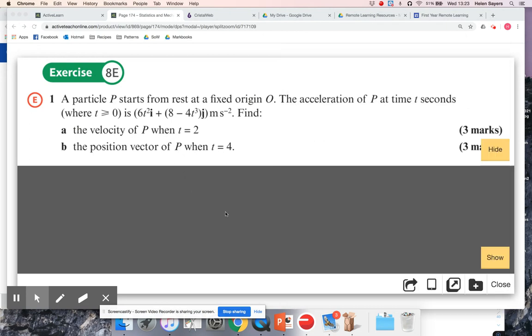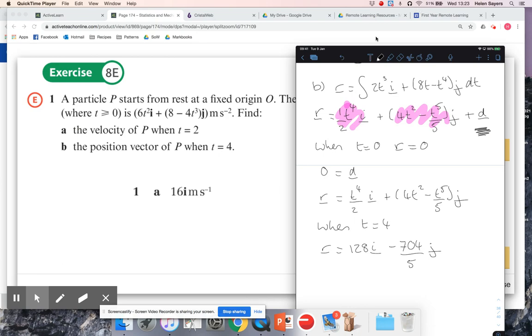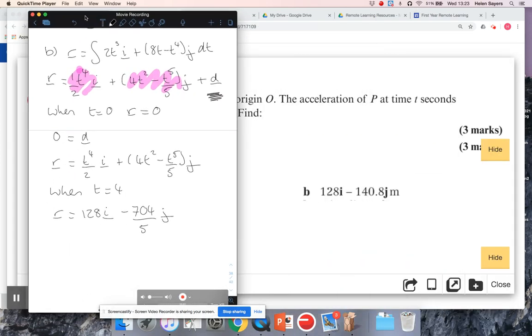And yep, it doesn't ask for anything else. Let's just double check. Is that the same? Yep, so we are good. Okay, so 704 over 5 is the same as 140.8.